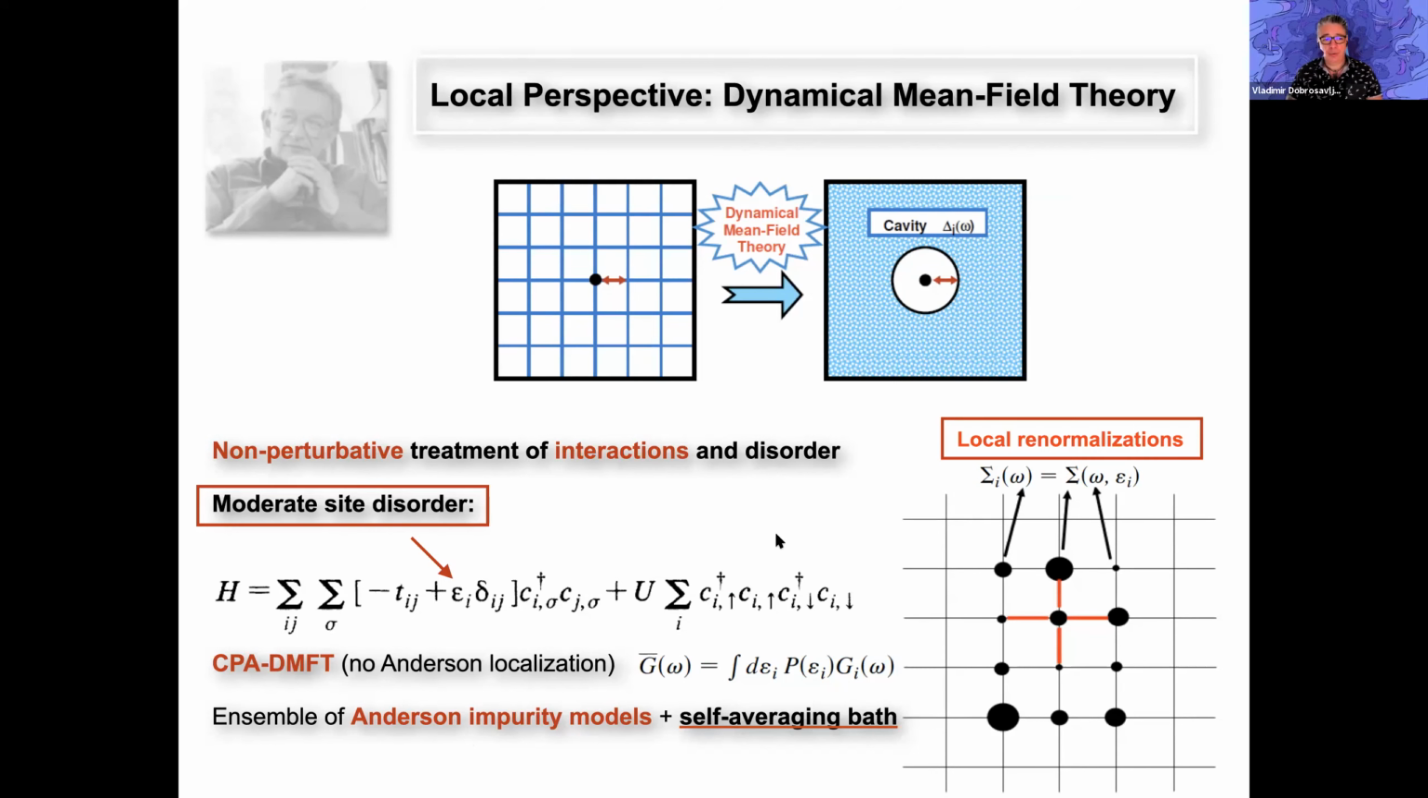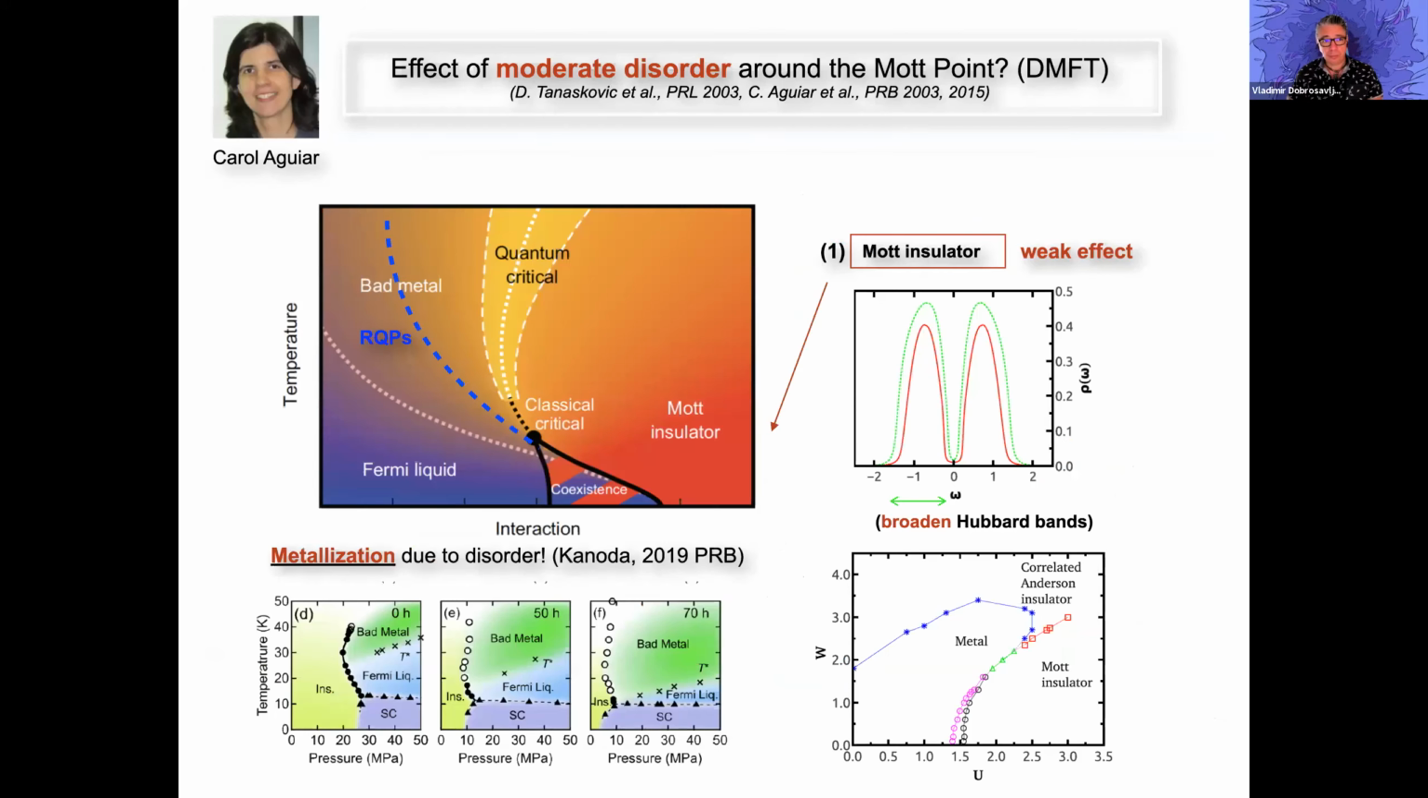There are systematic improvements of this, but this is the simplest approximation, which actually becomes exact in the limit where the number of neighbors becomes very large. So this is a very reliable limit where we can really test some theoretical ideas.